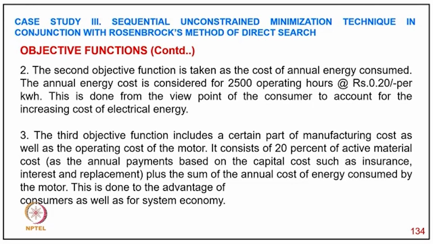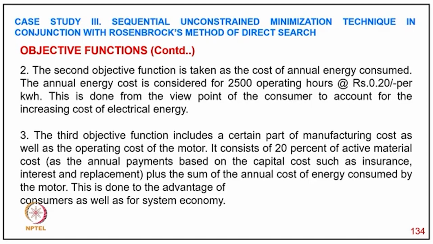The second objective function is considered as the cost of annual energy consumed for 2500 operating hours at an energy cost of 0.2 per kilowatt hour. You consider this from the viewpoint of the consumer, on account of the increasing cost of electrical energy.